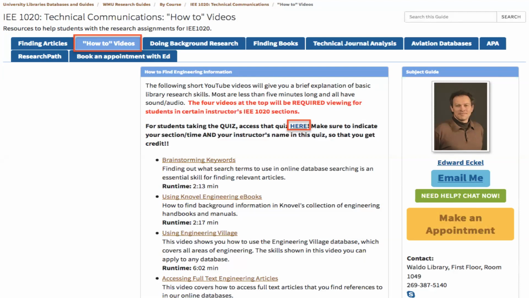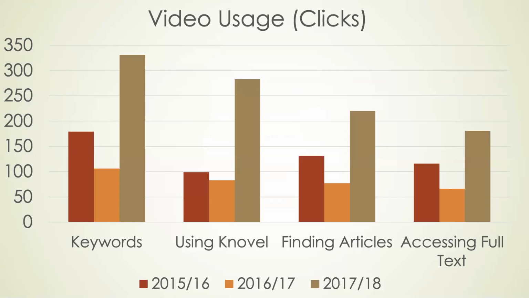So the brainstorming keywords video is first, because that's what I want them to start with. And then I want them to move into finding background information in Knovel, so they move further down on the page. And finally, at the bottom is accessing full text articles, which would come after them learning how to use Engineering Village. So let me show you usage for these videos over the last 3 years.